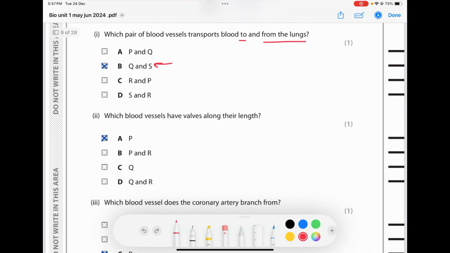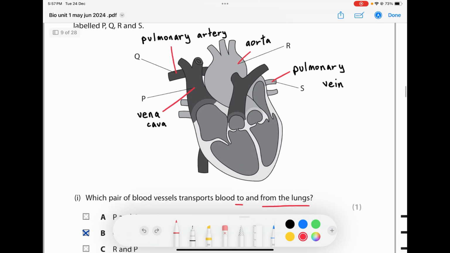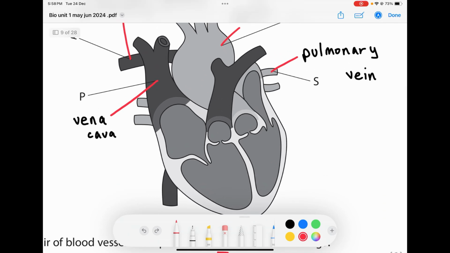Now, we're being asked, which blood vessels have valves along their length? So just to remind you, this right here is a valve. And the heart has 4 valves, right? So this first one, second one, third one, fourth one. 2 valves in each side of the heart.